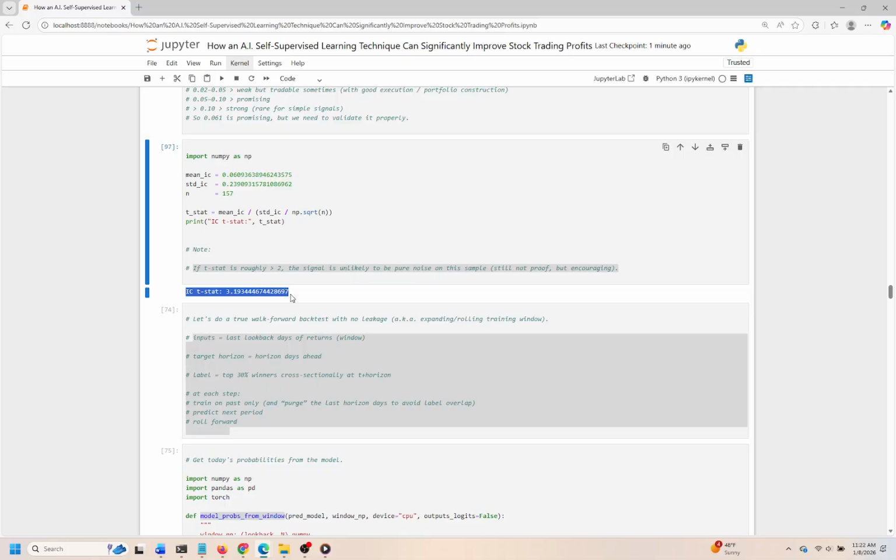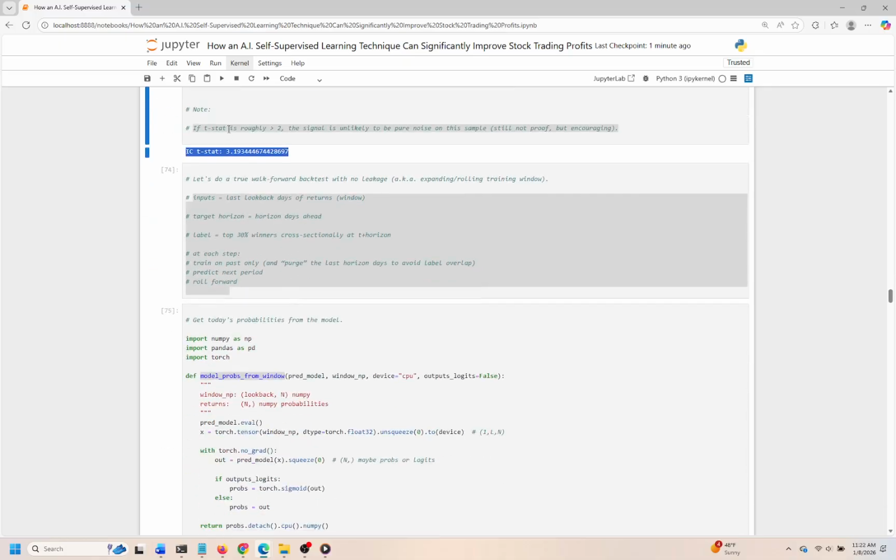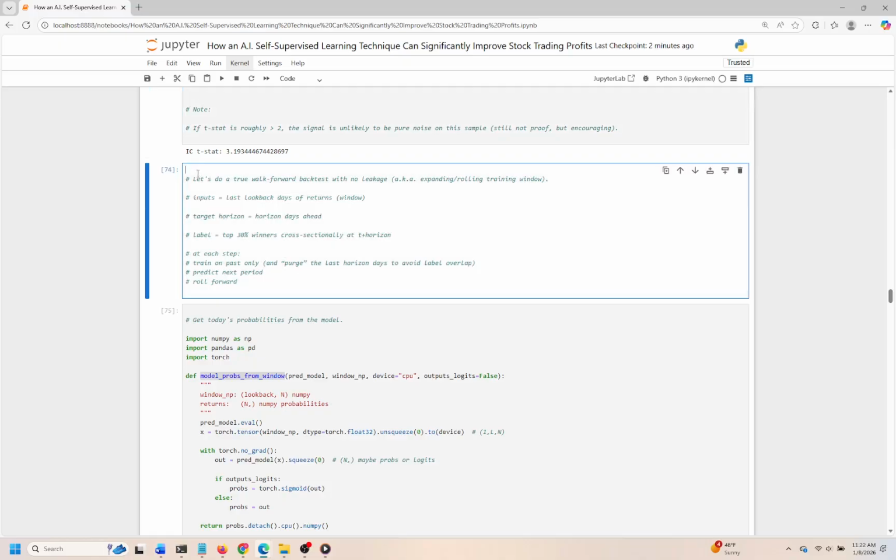Cell 14. In this cell, we're implementing a true walk-forward backtest, a technique crucial for understanding the efficacy of our predictive model while avoiding any data leakage. By using an expanding or rolling training window, we ensure that our model only learns from past information at each step, maintaining the integrity of our performance evaluation.